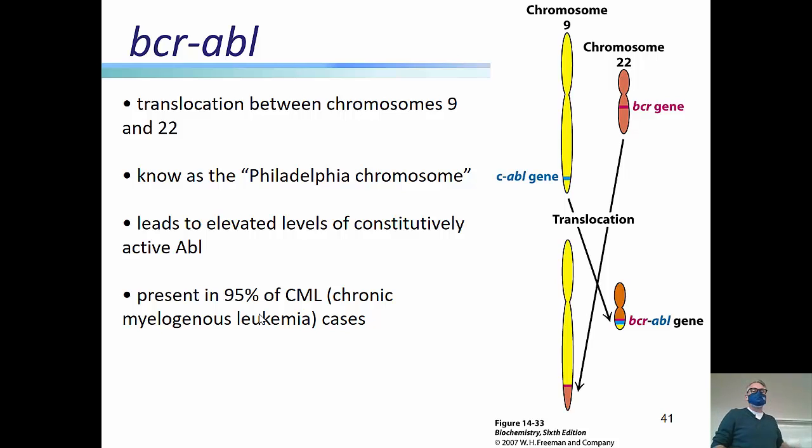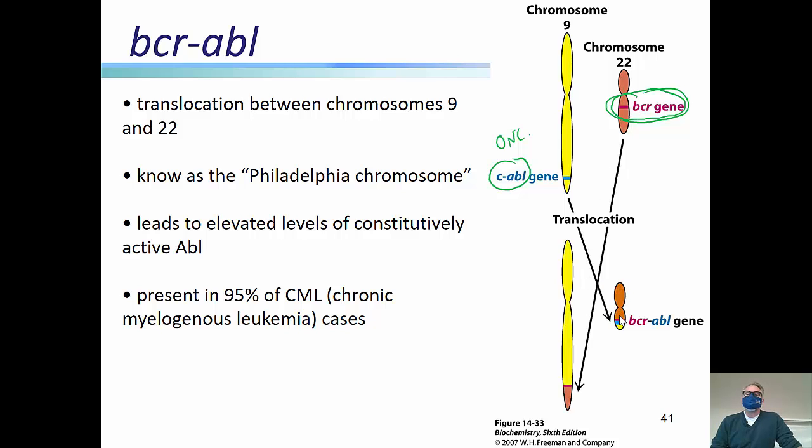And one of the best studied of these is what's known as the Philadelphia chromosome. On chromosome 9 we have what's called the C-ABL gene, and this is the oncogene. And it's tightly regulated. There is a reasonably common translocation. Translocation is when one part of DNA is moved from one location to another one. And in this case, it's moved from chromosome 22. It's something called the BCR gene. And the BCR gene is on all the time.